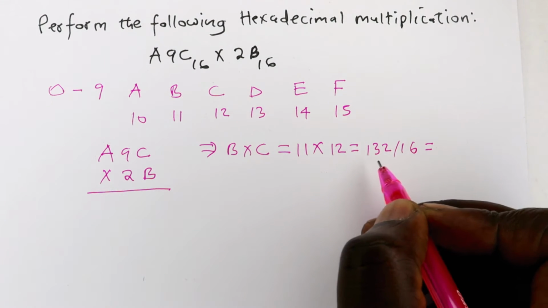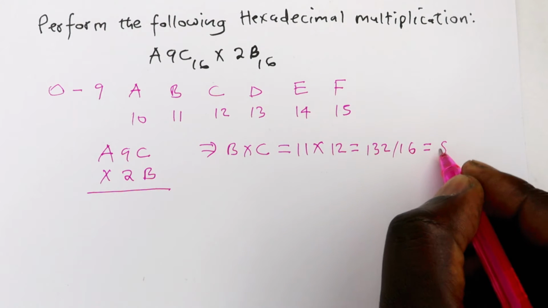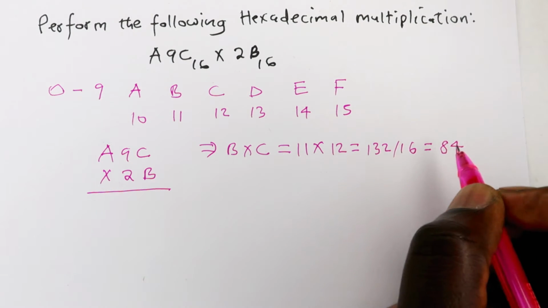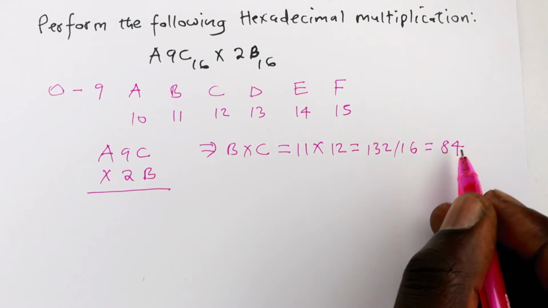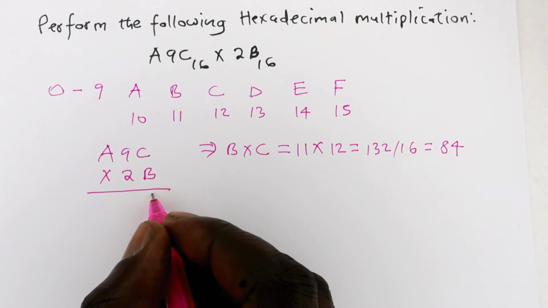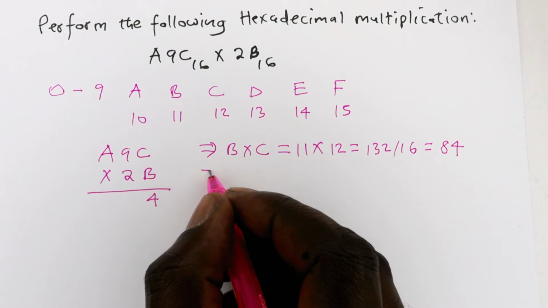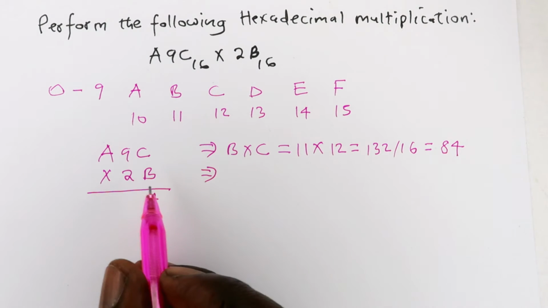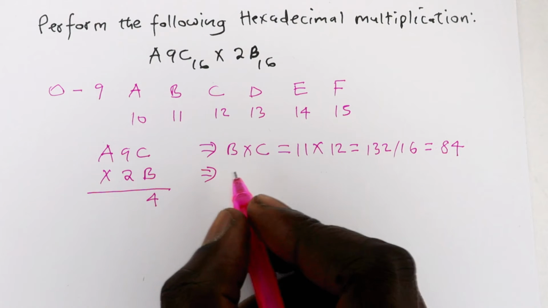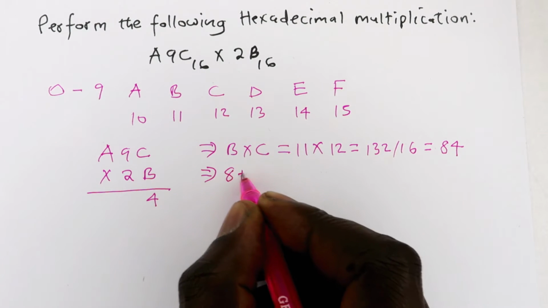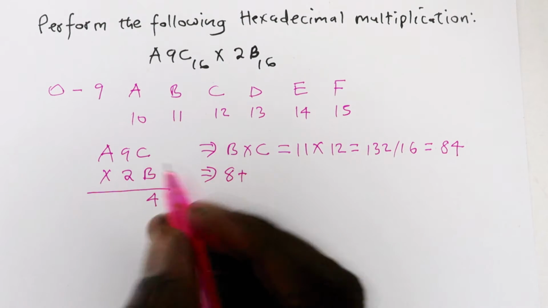So 16 into 132, 8 times, but then there's a remainder of 4. So the hexadecimal value here is 84. So you come and write 4 and carry 8. So you have 4 and then you carry 8. So in the next multiplication, that is B times 9, you're going to start with the carry. So you have the carry as 8 plus the next multiplication, that is B times 9.